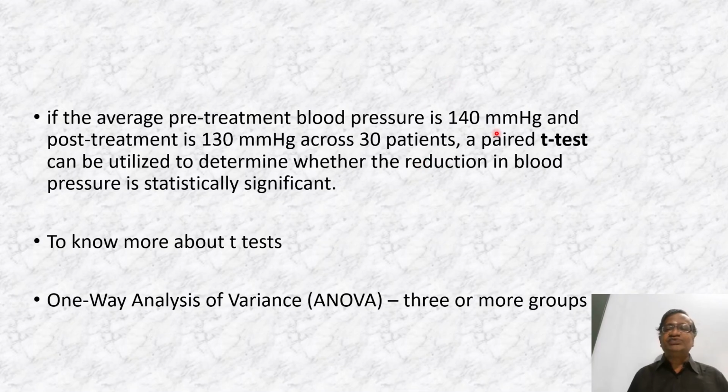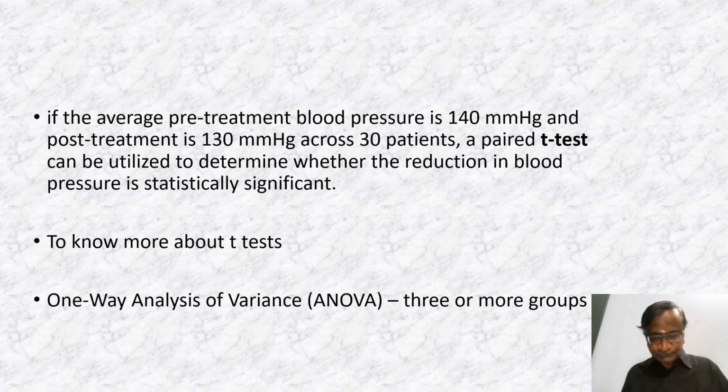Now if the blood pressure is 140 and it is coming to 130, a paired t-test can be done. To know more about t-test, we can go into my use and misuse of t-test in a different video on my YouTube channel, Pain-Free Partha. If you are doing one-way analysis of variance, then it is 3 or more groups.